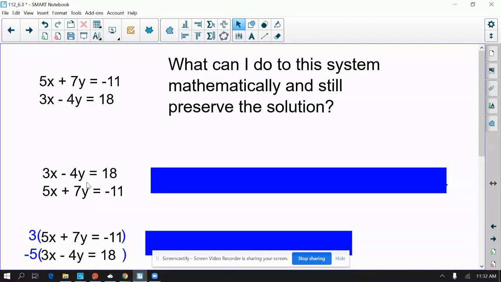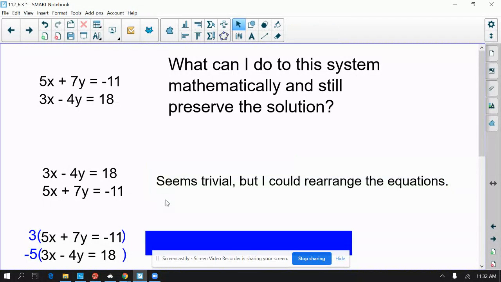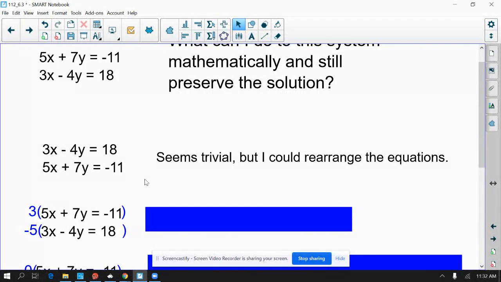This seems pretty silly, but if I solve this system, I would still get 2, -3. And all that happened was I just rearranged the equations. Of course, I'm permitted to do that. What else can I do?